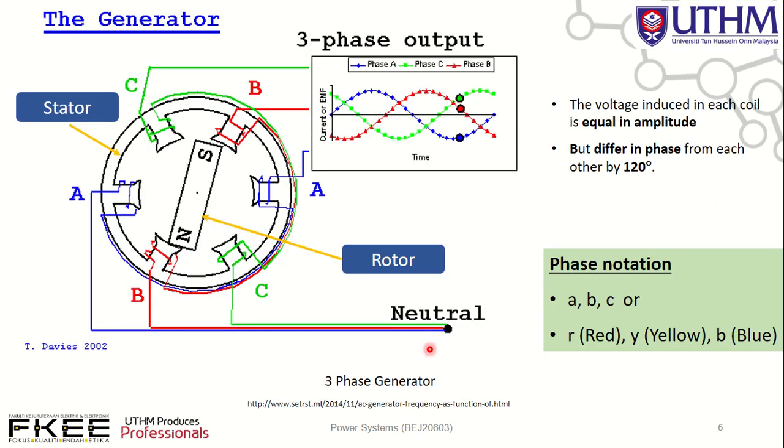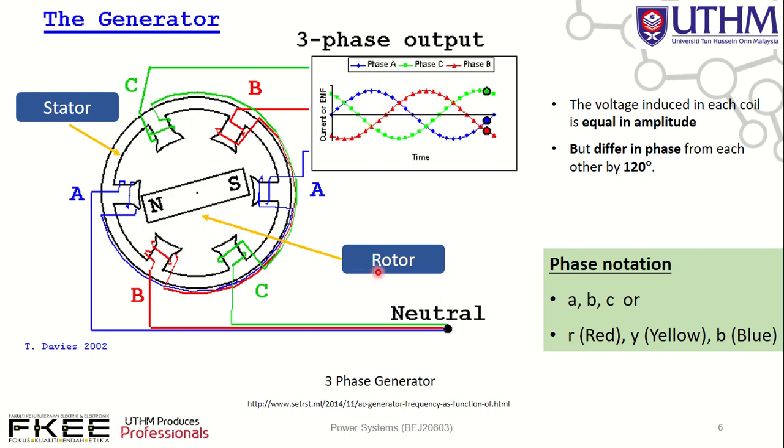Okay, this is a simple illustration of how a generator generates voltage. Let's say we have a generator. In the generator we have a stator, the static component. Then we have a moving part, a rotary moving part, which we call the rotor.